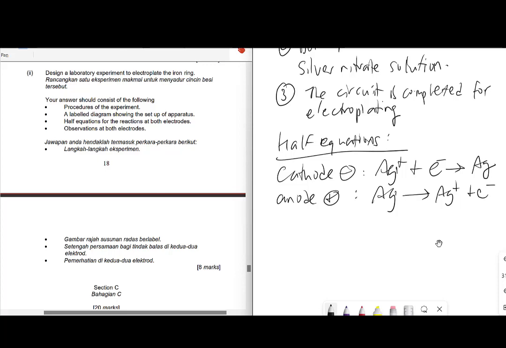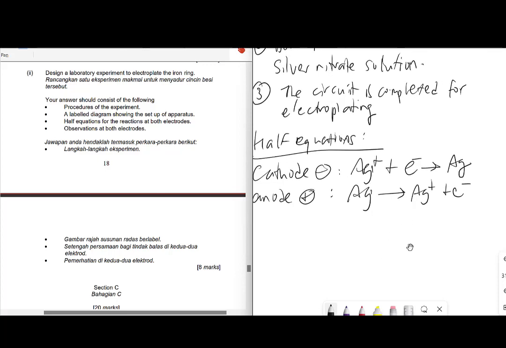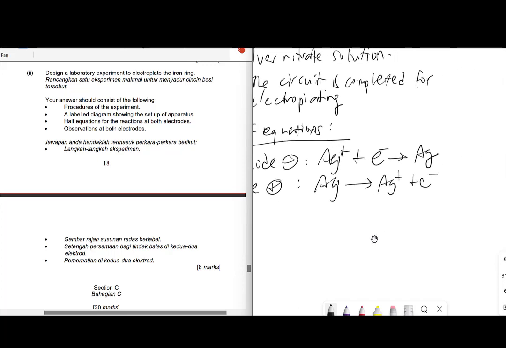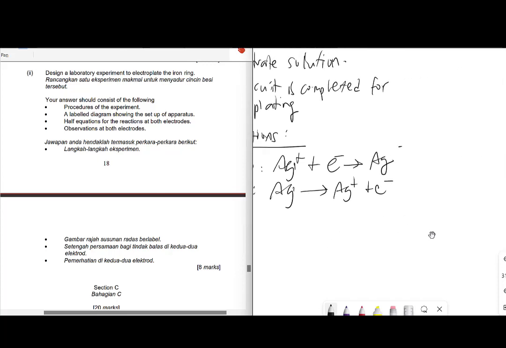So what is the observation? You have to also mention the observation here. I'll just write the observation behind here. What are the observations? First, at the cathode: a silver solid is deposited, because Ag is silver. So a silvery solid, or you can also say a gray solid. You can say silvery solid is deposited.